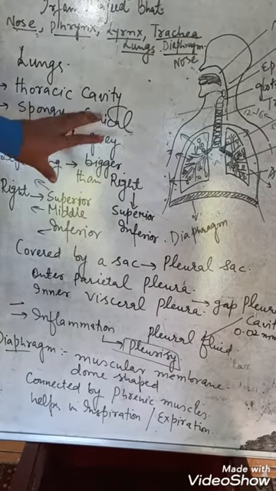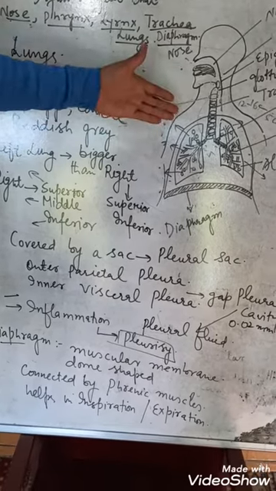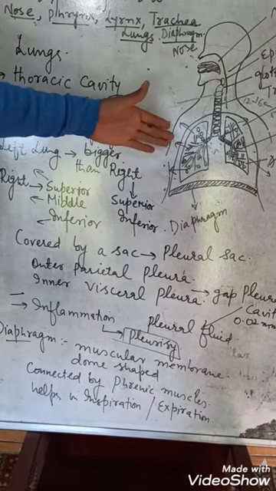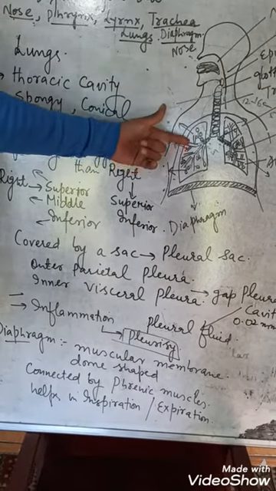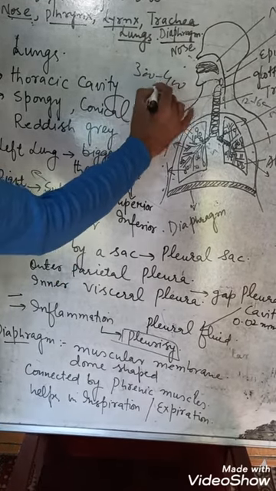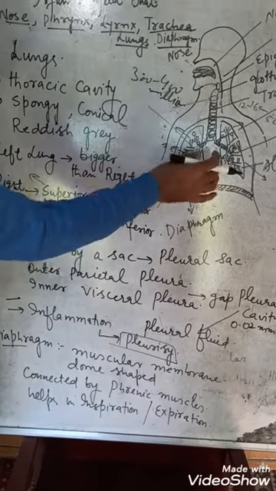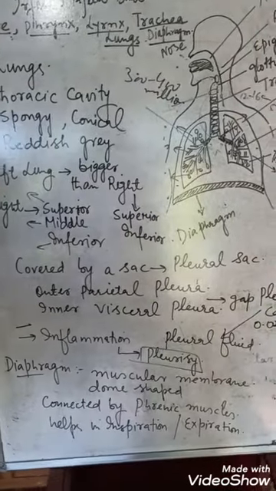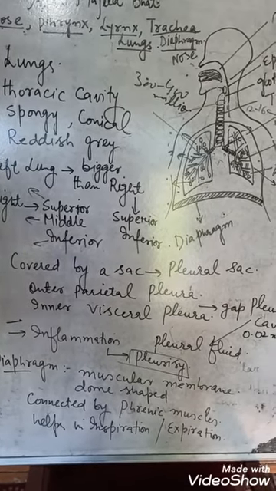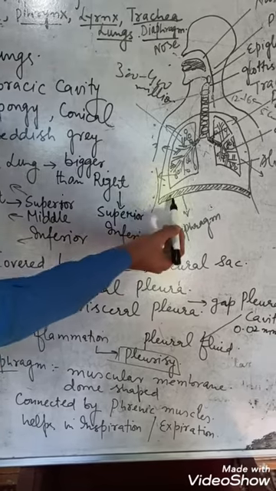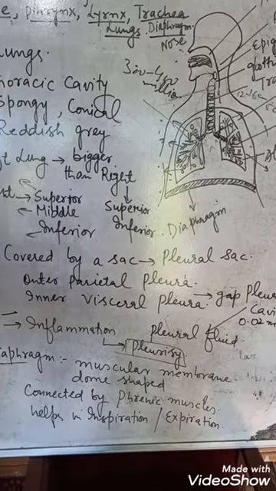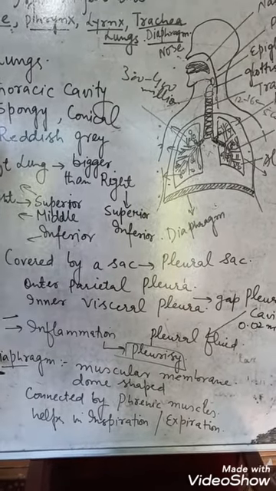So this is the brief structure of the lungs. But here I would like to add once again that, as I have already told you, there are around 300 to 400 million alveoli or air sacs present inside these lungs, where the exchange of gases takes place. Now, after these lungs, there is a dome-shaped muscular partition here. As you can see here, this is the dome-shaped muscular partition. And this dome-shaped muscular partition or muscular membrane is called the diaphragm.